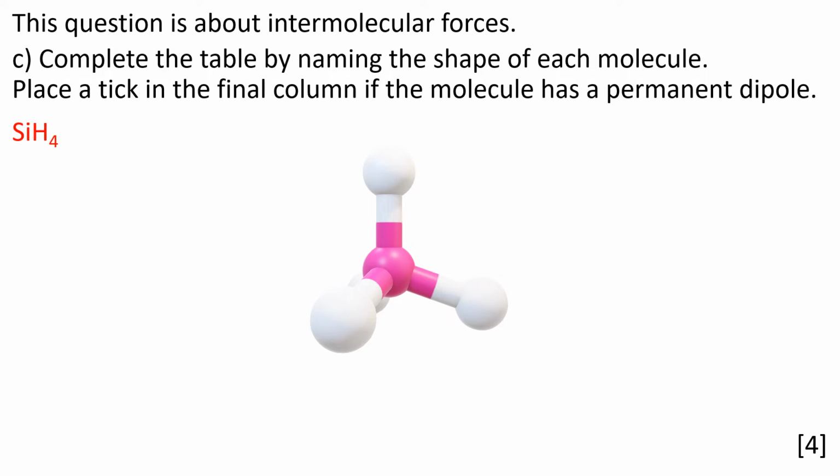We're going to have 4 bonding pairs and 0 lone pairs of electrons. The silicon has got 4 outer shell electrons, the hydrogen's got 1 outer shell electron. So we've got 4 covalent bonds and 0 lone pairs.